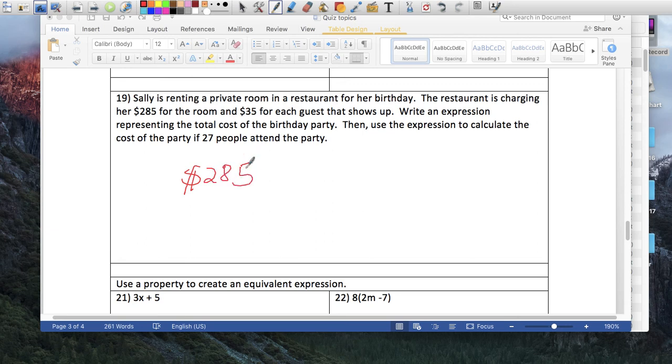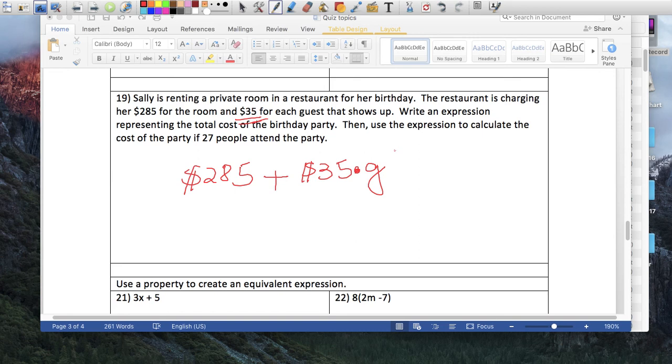Are you paying anything else? Well, it says here that they're also going to charge $35, and maybe the $35 is for the food, so the guests have to pay for the food. So you're going to pay $285 for the room at the restaurant, plus $35 for each guest. And how are we going to represent that? Well, it's going to be 35 times every guest that shows up, right?